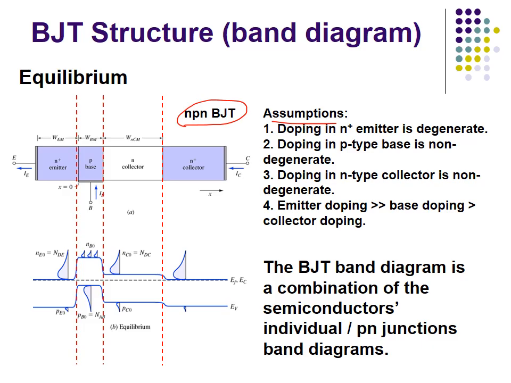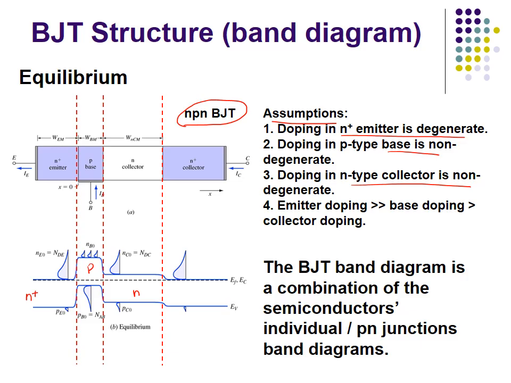The assumptions that we have to make for the NPN BJT are: the emitter is made of a degenerate N+ type, the base is a non-degenerate P type, and the collector is a non-degenerate N type. The doping concentration is the highest for the emitter, followed by the base, and the collector has the lowest doping concentration. The Venn diagram of the BJT at equilibrium is the combination of the equilibrium Venn diagram of a degenerate N-type semiconductor for the emitter region and normal P-type and N-type semiconductors for the base and collector regions, respectively.